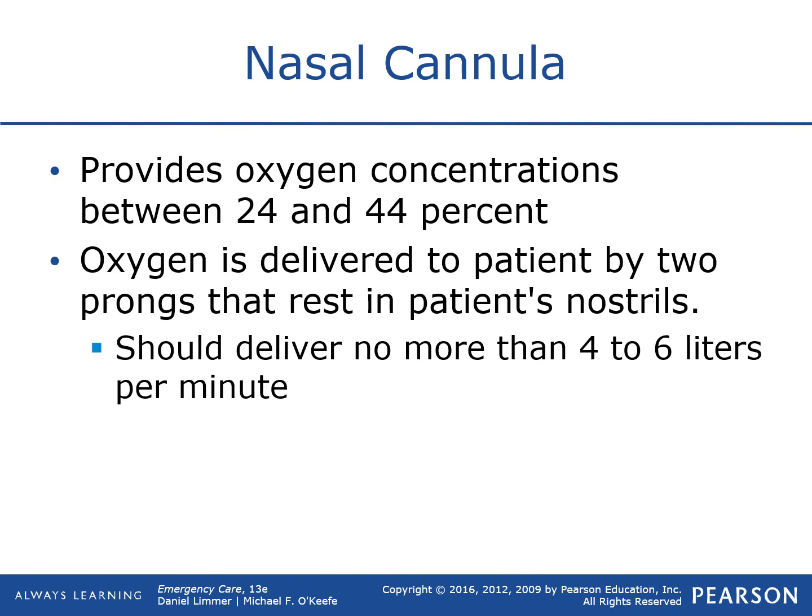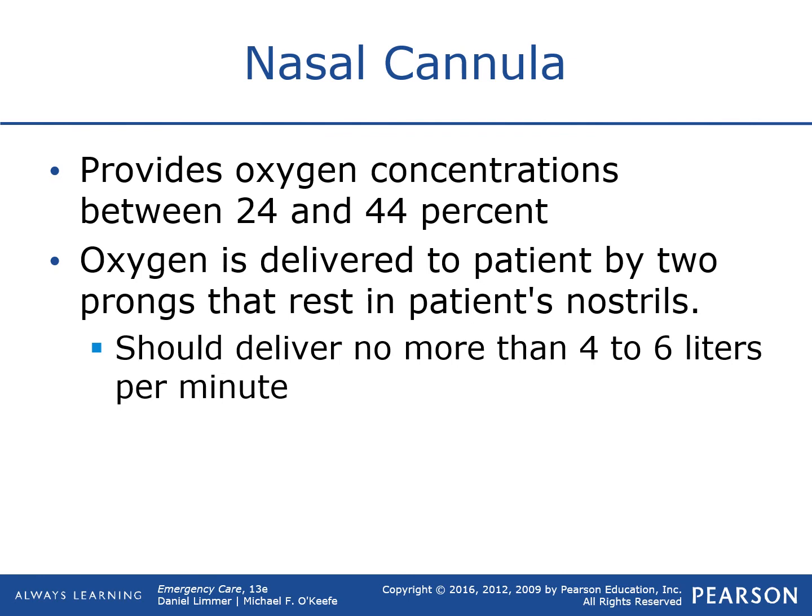For your flow rate, you should be delivering between 2 to 6 liters per minute. So 2 is pretty much the lowest end that we want to be on, and 6 is the highest end that you want to be on, mainly because it's a lot of air to be blasting up nostrils after you get above 6 liters per minute. So 2 to 6 is the flow rate for a nasal cannula.